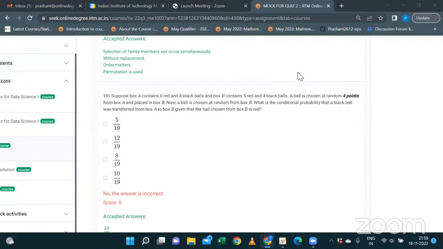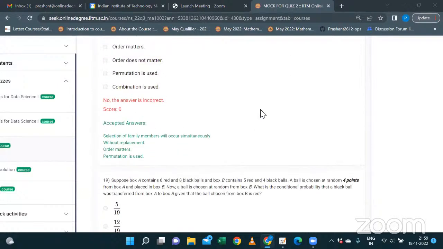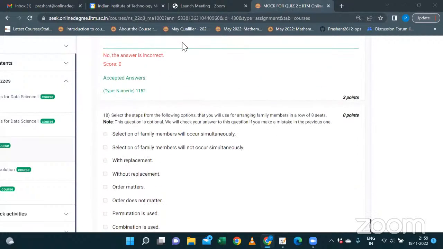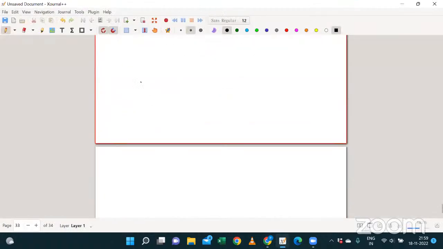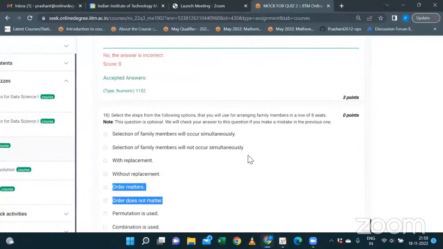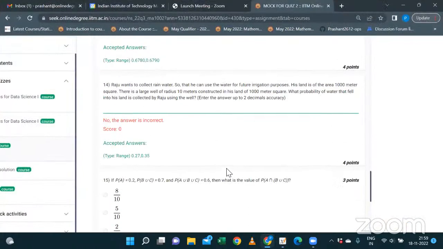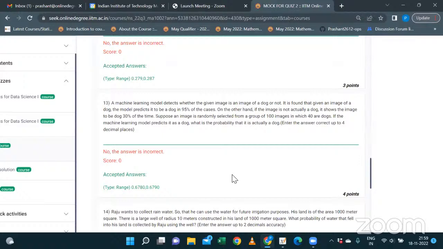Sir, how to do that one with tree diagram? Tree diagram, you can just go with the Usama lecture. I also have one question regarding that machine learning question. Yeah, there was one question regarding machine learning. What's your doubt? Here we have to use probability, but can't we use any other method?